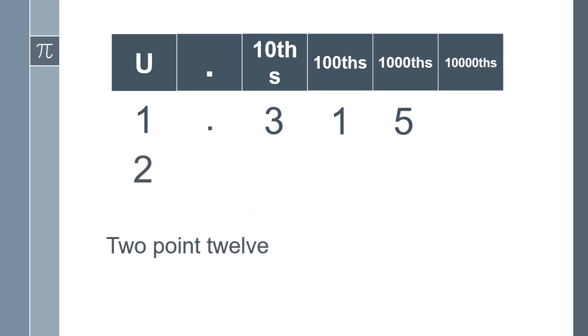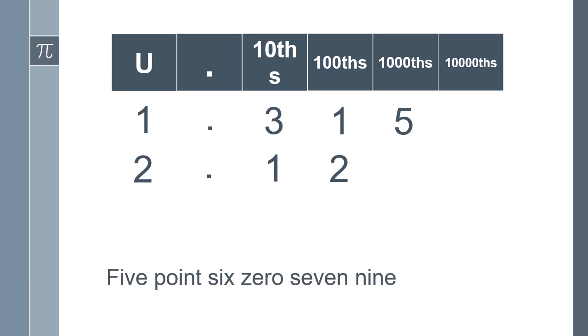2.12. So 2 in the units column, 1 in the tenths column, and 2 in the hundredths column. 5.6079. So 5 in the units column, decimal point, then 6 in the tenths column, 0 in the hundredths column, 7 in the thousandths column, and 9 in the 10,000ths column.